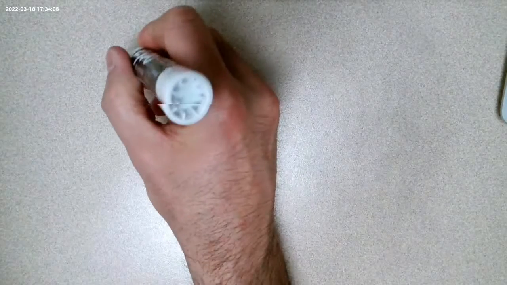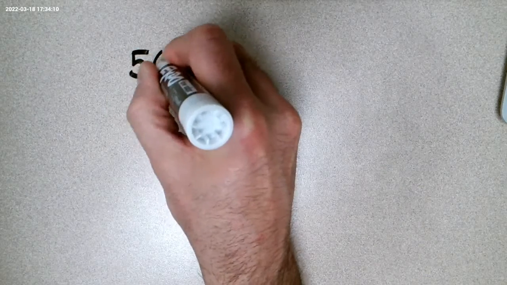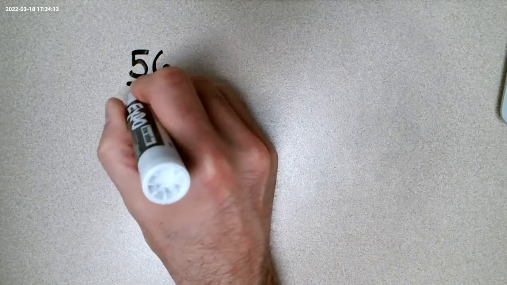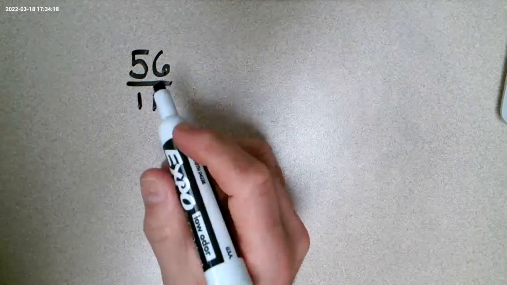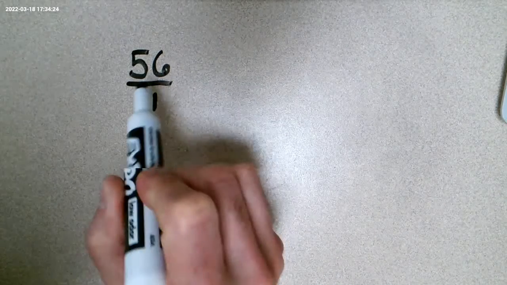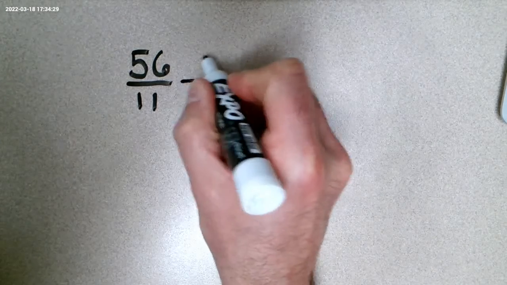I'm going to do a real quick tutorial on how you turn an improper fraction into a mixed number and vice versa. We're going to start by looking at an improper fraction. Let's say I have the fraction 56 over 11. To explain what this is, I want to get my numerator smaller than my denominator. So I want to find out how many whole fractions are in this number.